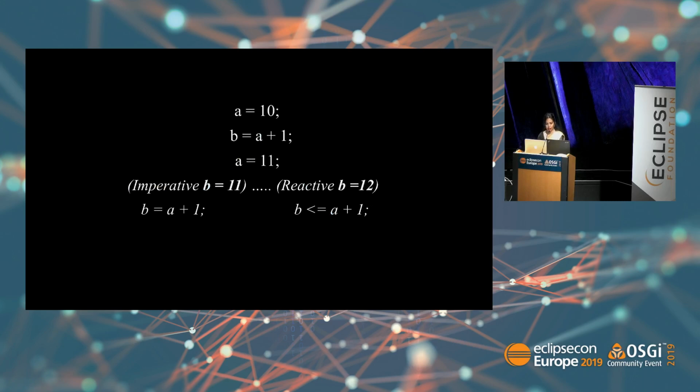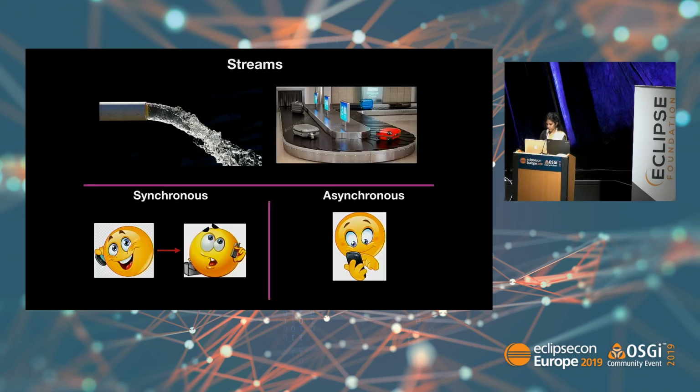A small example: here A is equal to 10, B is equal to A plus 1. In our imperative style of program, B will be equivalent to A plus 1 at the instance when it is evaluated. And later when A is equal to 11, it has no impact on B whatsoever. B will still remain equivalent to 11. However, in reactive, once you have said B is equal to A plus 1, every time A's value changes, it will immediately be reflected for B as well. Okay.